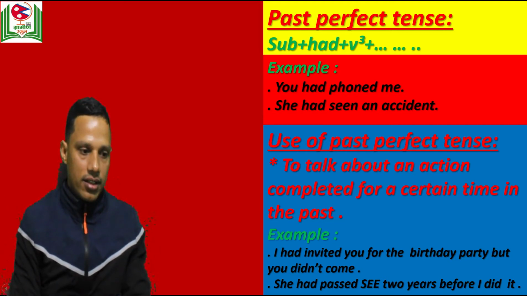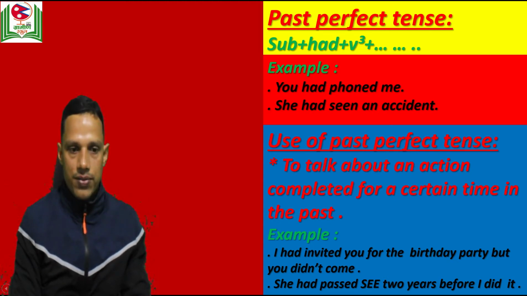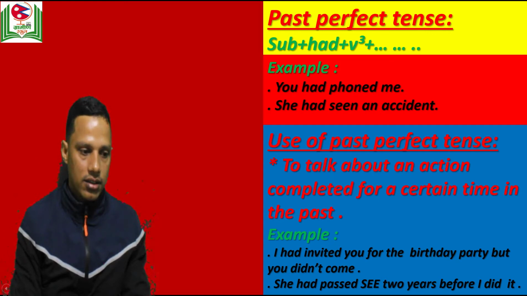Where do we use past perfect tense? There are some conditions in which we use it. Now, what are those conditions? Let's see. The first condition: we use past perfect tense to talk about an action which was completed before a certain time in the past. For example, I had invited you for the party, but you didn't come. She had passed the exam 2 years ago, before I did it. In the first sentence you can notice I had invited you for the birthday party. Had invited is in past perfect tense. Next example, she had passed. The verb had passed indicates a past action, right? So in this case, we use past perfect tense.